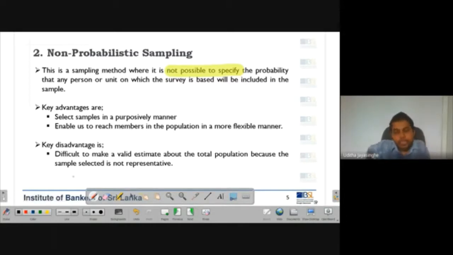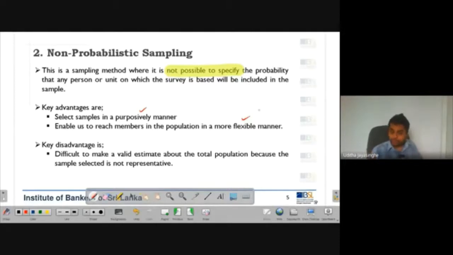Before we go into the individual items, let's discuss some of the key advantages and disadvantages of this. The easiest would be the easiness. In a purposive manner, it's going to be very easy and very flexible to select this sample. If you take a probabilistic sampling methodology, what is going to happen? That means you have to know information about your population.